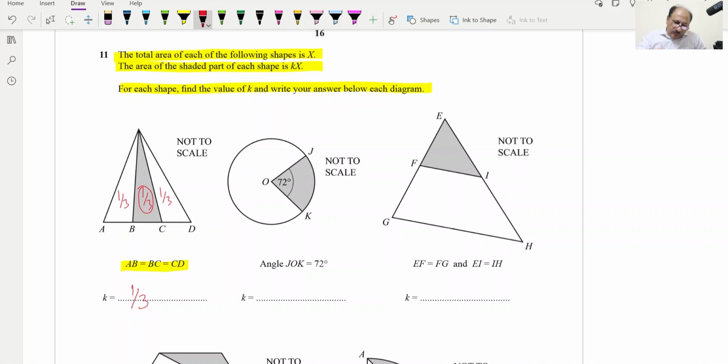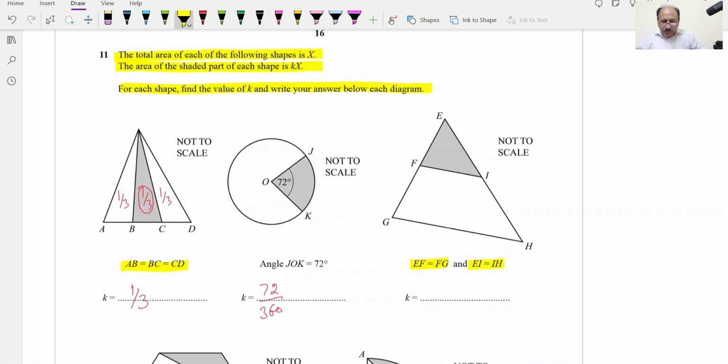Now we can see this is 72, and the complete angle of the circle is 360, right? So 72 out of 360, so we can write 72 over 360 of x. So this will be our answer. Now they have given this condition for the third drawing. These two are equal and these two are equal.